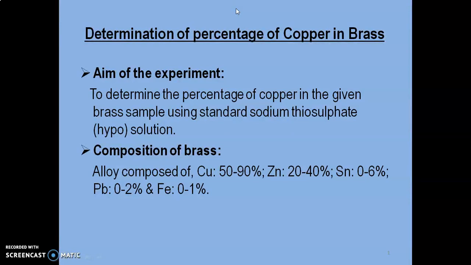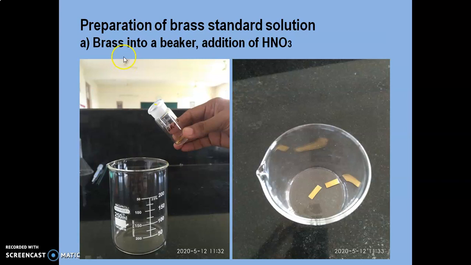In this video, I will brief up regarding the experiment determination of percentage of copper in brass. Aim of the experiment: to determine the percentage of copper in the given brass sample using standard sodium thiosulfate or the hypo solution. Composition of brass: alloy composed of copper in major along with zinc, tin, lead and iron.